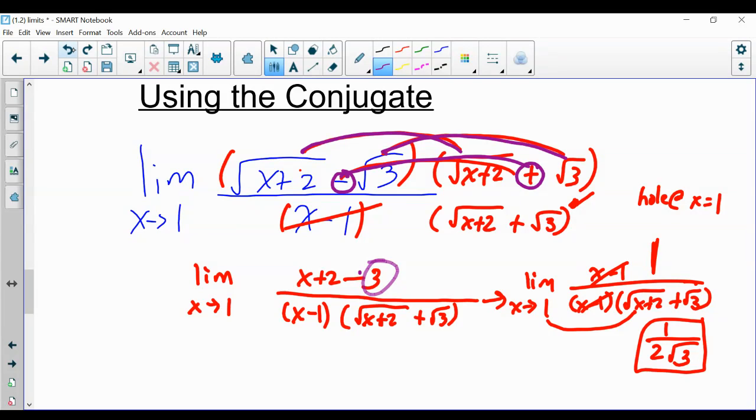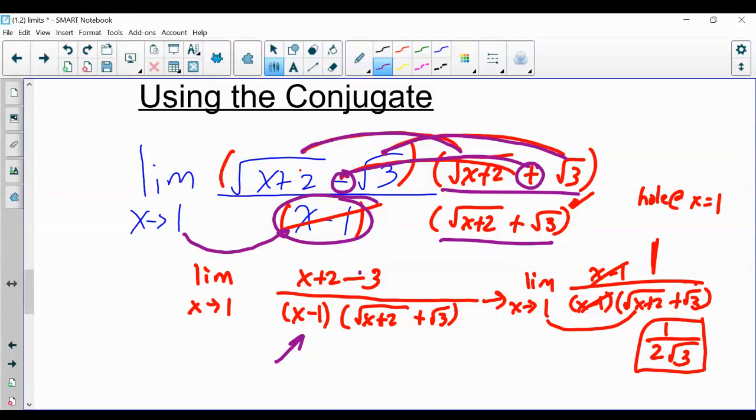Now, if I multiply the top of the fraction by the conjugate, then I've got to multiply the bottom of the fraction by the conjugate to make sure that I'm not changing the fraction. Notice that even though I multiplied out the top, I did not multiply out the bottom because, since 1 is what I'm approaching and I put a 1 in the denominator here, that's what would give me undefined. I'm trying to get this x minus 1 to cancel, right? That's my goal. Well, if I simplify this numerator, x plus 2 minus 3 just becomes x minus 1.